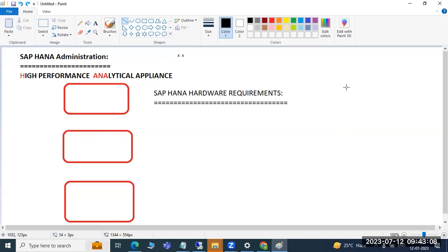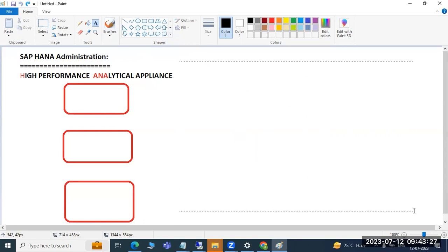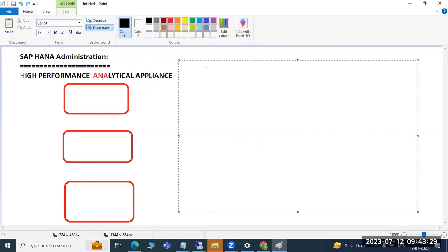For the installation, first we have to procure the hardware requirements, the HANA hardware requirements. So how to plan the HANA hardware? The hardware requirement may take time, and we have only 15 minutes left, so let's discuss the HANA software requirements.